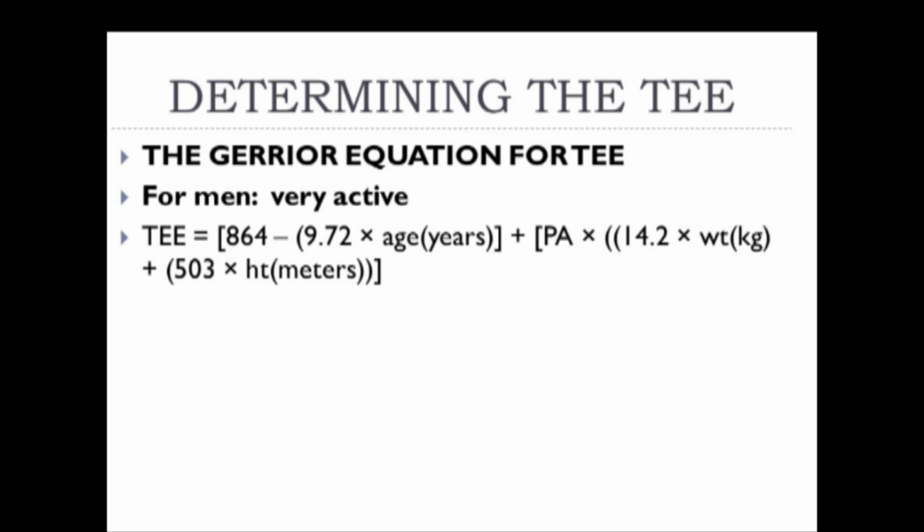This physical activity that you'll select, in the case of a very active individual, and if it's a man, you'll be using activity factor 1.54. If it was a woman that was very active, it would be 1.45. So consult table 2.5. Now, I want you to take note of the physical activity multiplying the addition of 14.2 times the weight and of 503 times the height, right? So it's the two together that are actually getting multiplied by the PA, or the physical activity.